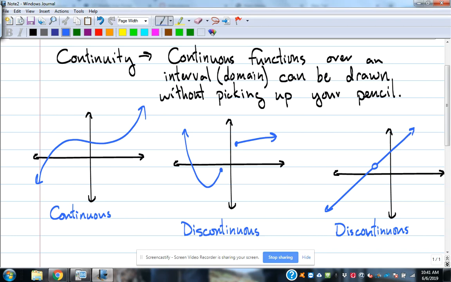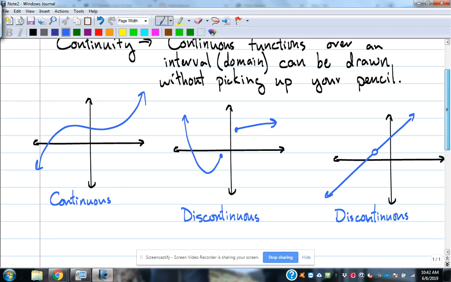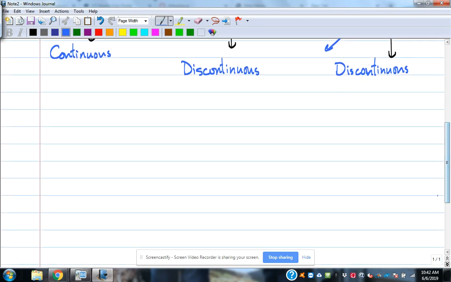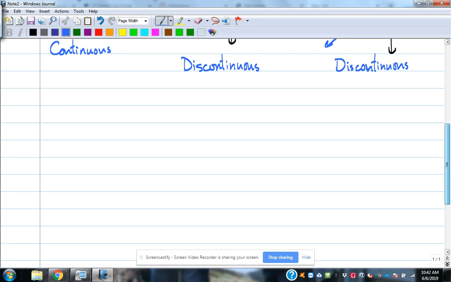So continuous graph, no breaks, no holes. Discontinuous, it's got a break in it, or it might have an empty circle inside of the graph that's a hole. That's considered a hole. So those are discontinuous and continuous. Being able to recognize that is one of the skills in this particular section. The rest of this section is about the basic functions and their names and what they look like and the domain and ranges of those. So we're going to go through those.